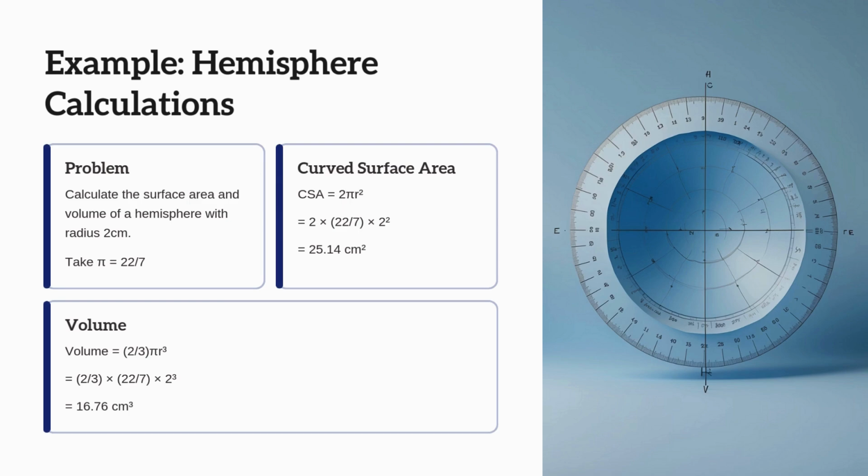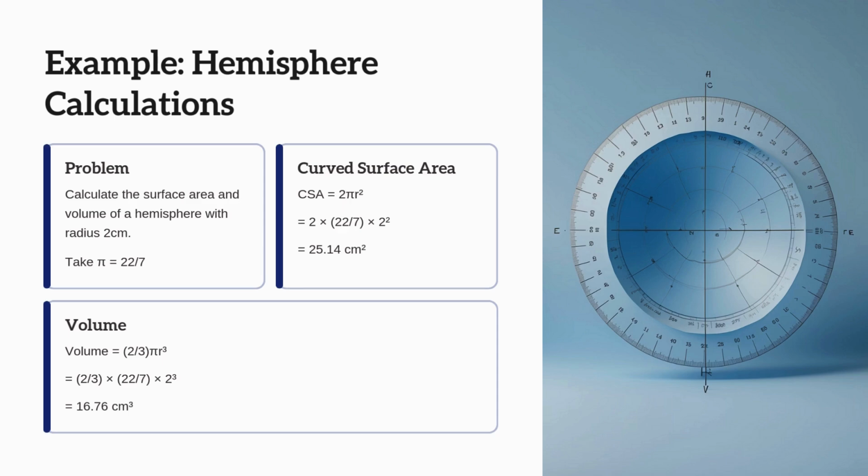Step 2. Volume. The formula is volume equals 2 over 3 pi r cubed. This is obtained because the volume of a hemisphere is half of the volume of a sphere. Substitute r equals 2. Volume equals 2 over 3, multiplied by pi, multiplied by 2 cubed. This is derived by replacing r with 2. Now replace pi with 22 over 7. Volume equals 2 over 3, multiplied by open bracket 22 over 7 close bracket, multiplied by 2 cubed. This follows from using the given value of pi.